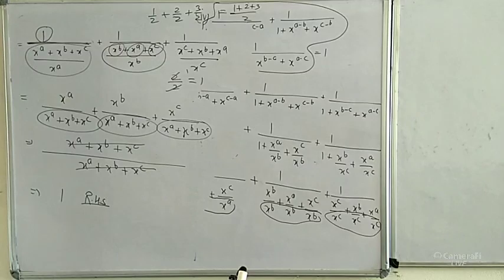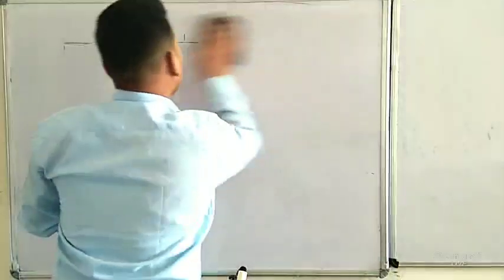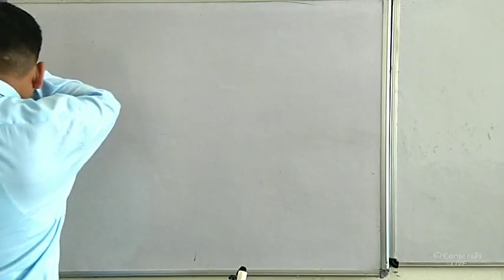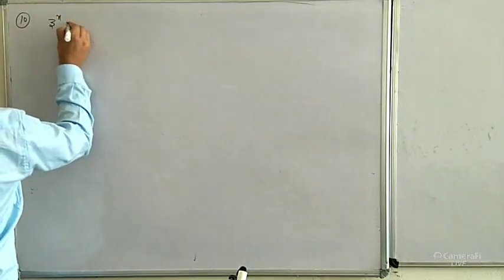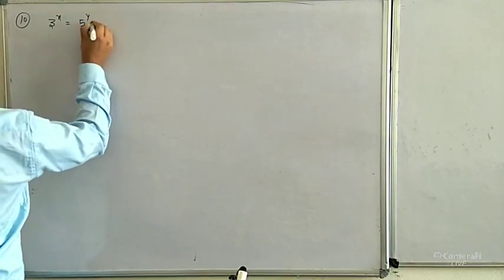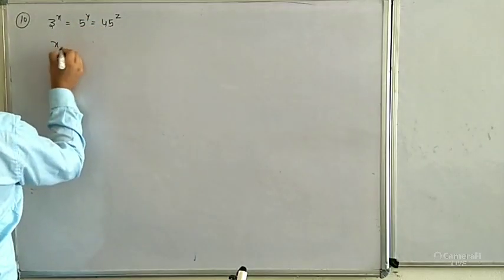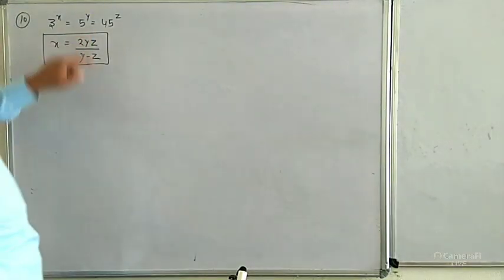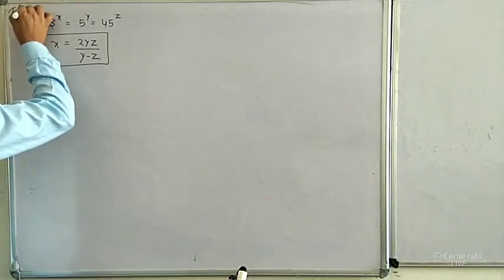Students, question number 10. 3 to the power x is equal to 5 to the power y is equal to 45 to the power z, and prove that x is equal to 2yz upon y minus z. This is important for your examination.